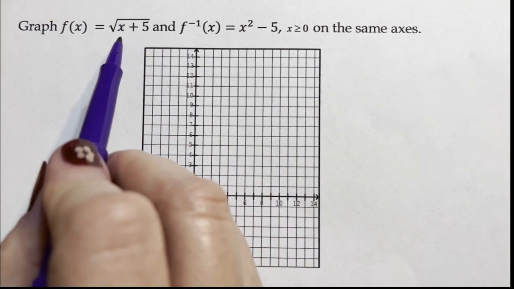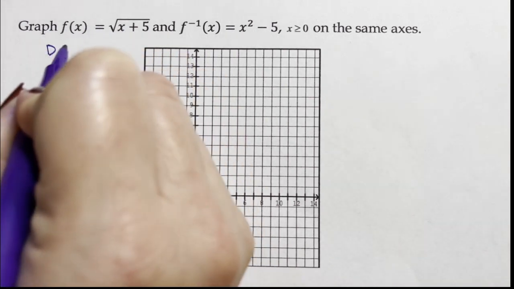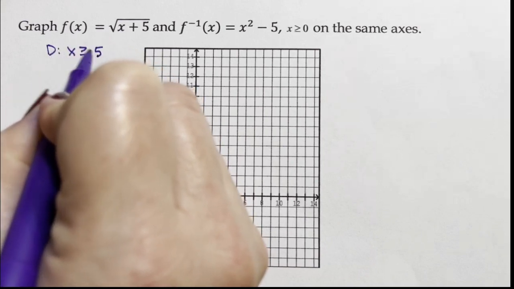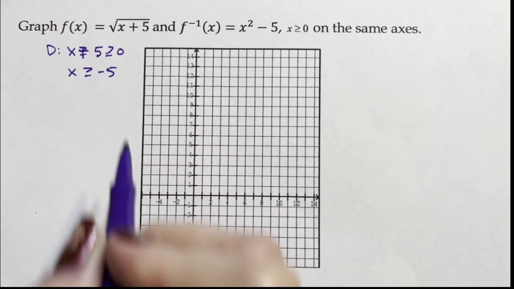The domain of this is x plus 5 greater than or equal to 0, so x is greater than or equal to -5.